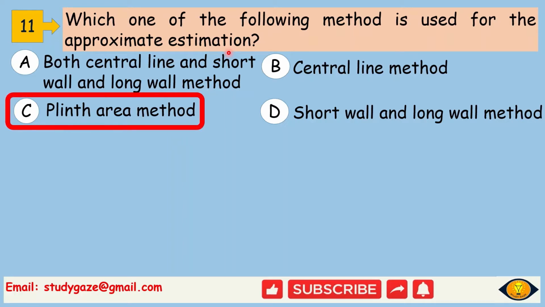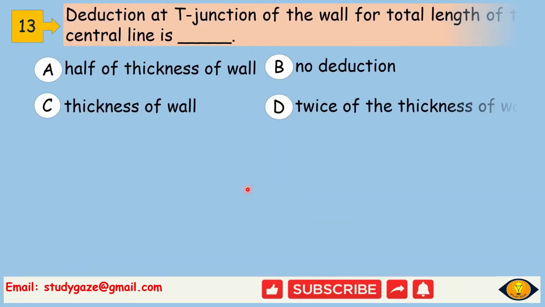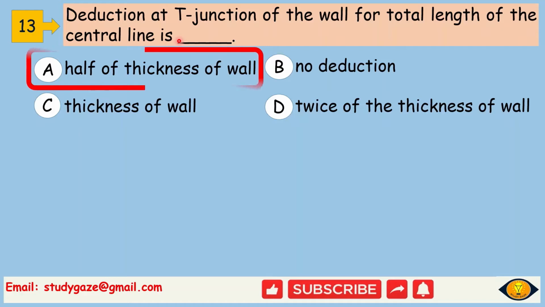Next, accuracy in the measurement of the thickness of the slab or sectional dimension of column and beam in centimeters should be, so the accuracy in the measurement of the thickness should be 0.5 centimeter. Next, deduction at T junction of the wall for total length of the center line is? The answer is half of thickness of wall.